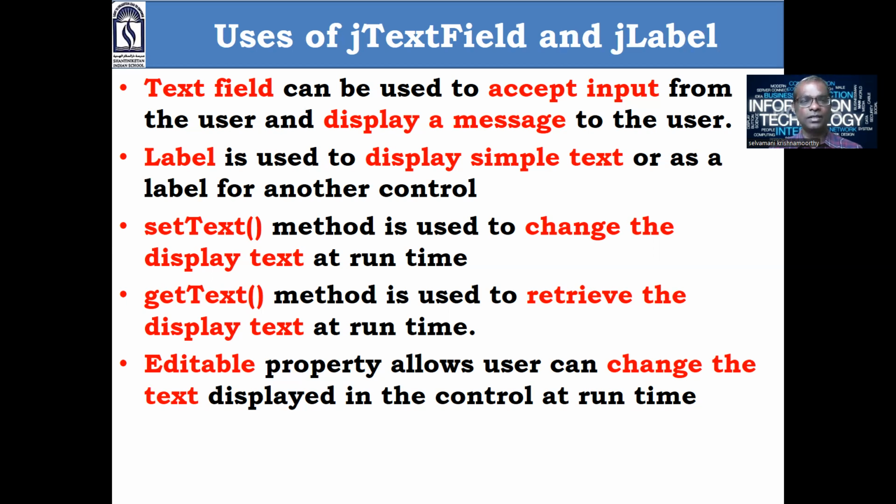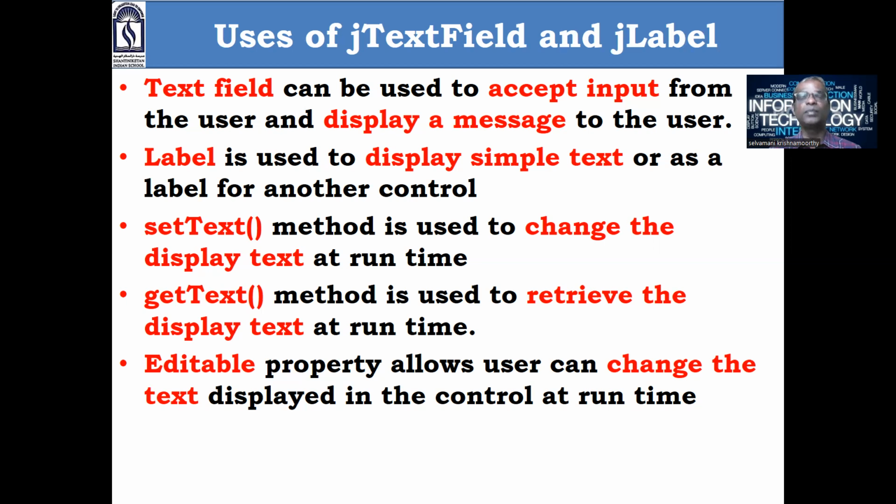Okay. SetText we already studied. This text field and label come under control. SetText is a method. The setText method is used to change the display text at runtime, that we studied in the previous class, lesson number 3. The getText method is used to retrieve the display text at runtime. So don't forget, this setText and getText come under methods.